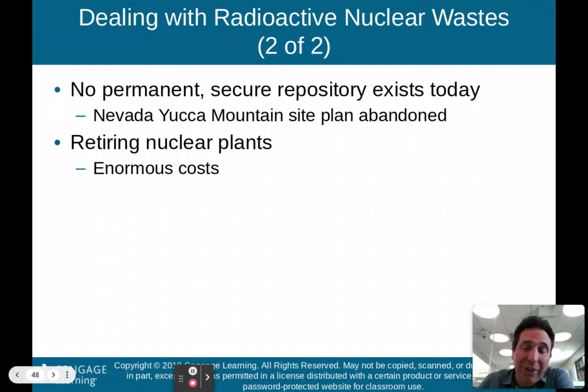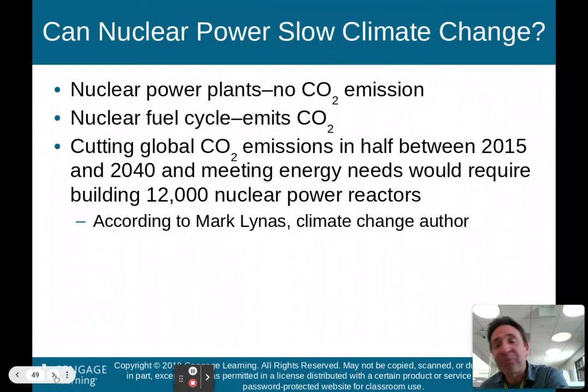So these are the issues, right? To me, it's a very clean fuel. You can produce a lot of it. But again, what do we do with the waste? Where do we store it? And the costs are enormous right now. So unfortunately, the net energy yield ends up being rather low because of all of that.